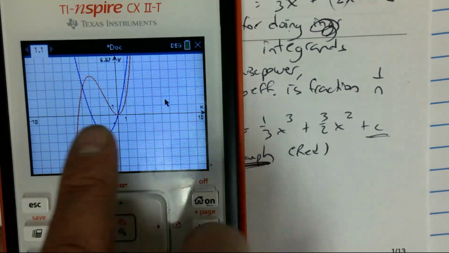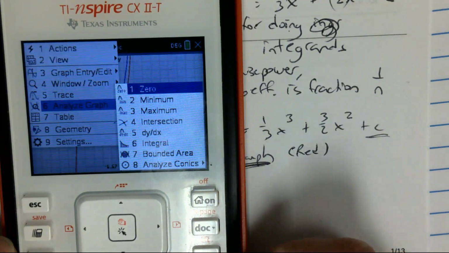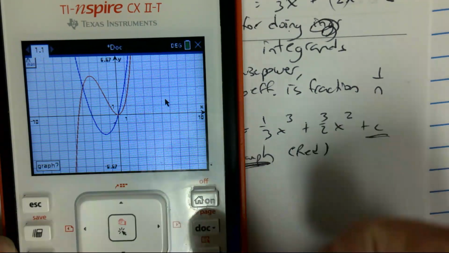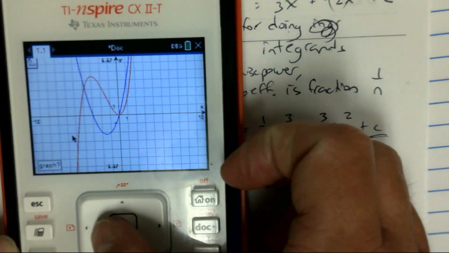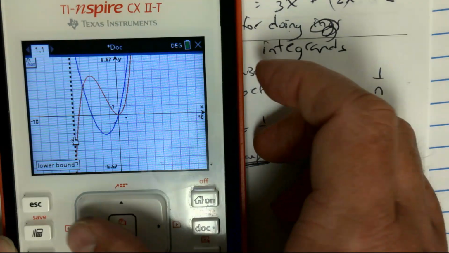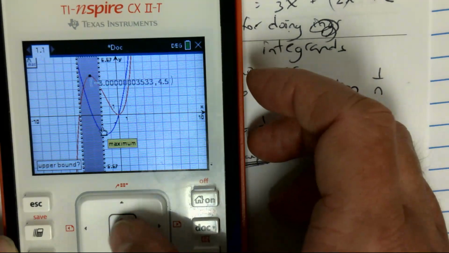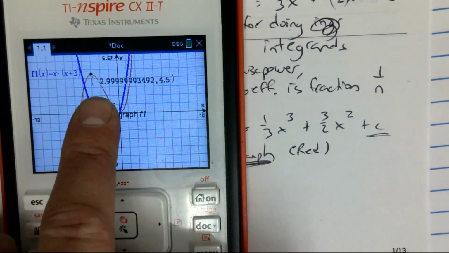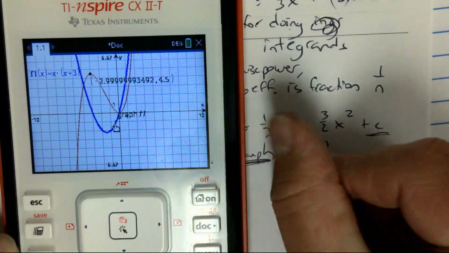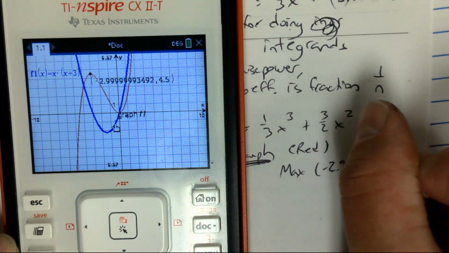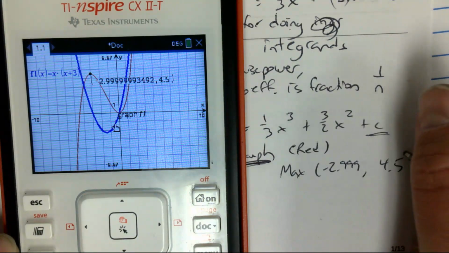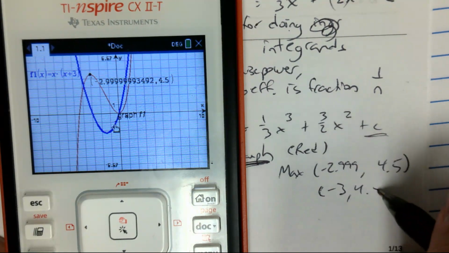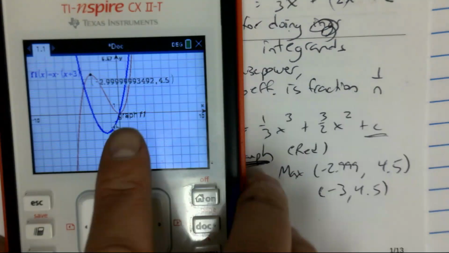So when we do our maximum, it's going to first ask me which graph, and I'm talking about the red graph. And then I want the maximum between here and here. And that maximum is negative 2.99, comma 4.5. Now we would just say negative 3. And then your minimum you can see is 0, 0.